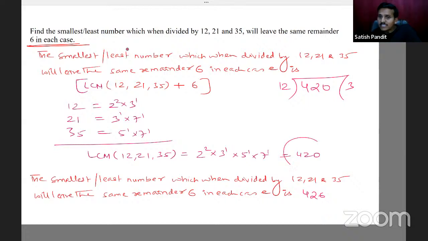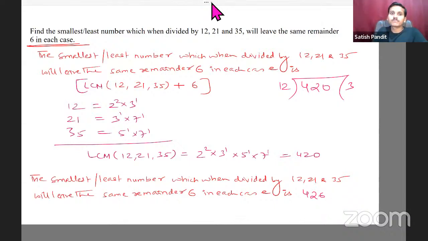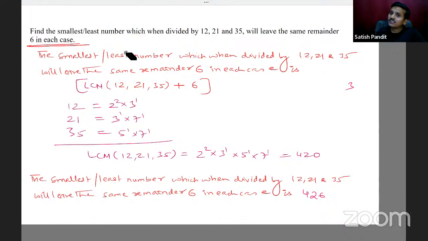So after finding LCM, you write one answer that the smallest number which when divided by 12, 21, and 35 will leave the same remainder 6 in each case is 426. How? We have written it here. LCM plus 6. Yes or no, everyone? Yes. So if you're logically right, even if you make a mistake, you'll come to know your mistakes. Otherwise, if you're just learning something, you'll always keep making mistakes without realizing them.